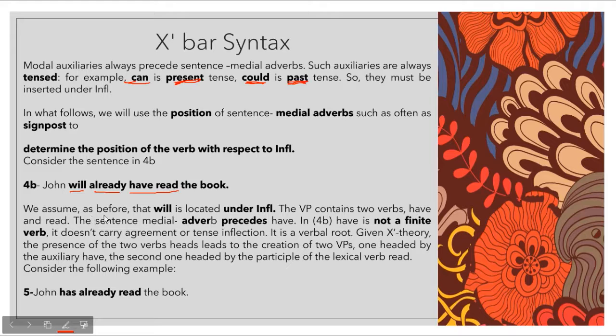We assume, as before, that will is located under anfal. The VP contains two verbs. We have have and we have read. Okay, have and read. The sentence medial adverb precedes have, meaning it comes before it. In 4b, have is not a finite verb. It does not carry agreement or tense inflection. It is a verbal root.